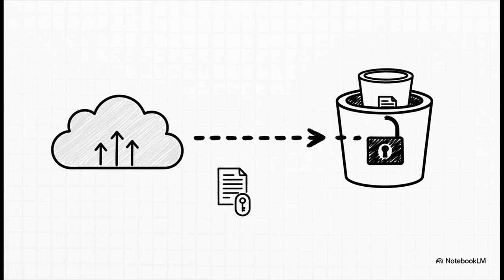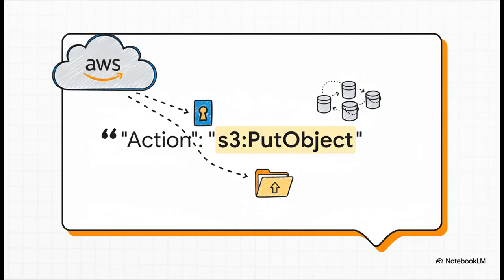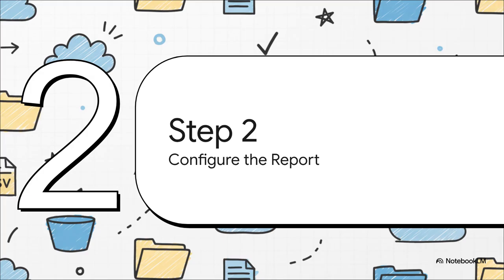And you do all of this with a destination bucket policy. And at the very heart of that policy is this one line. This is the magic key. S3 PutObject is the specific permission that says, yep, the S3 service is allowed to write files right here. Now, if you're setting this up in the AWS console, it's pretty good at helping you with this. But if you're working with the command line or APIs, you've got to add this yourself. It is absolutely mandatory.